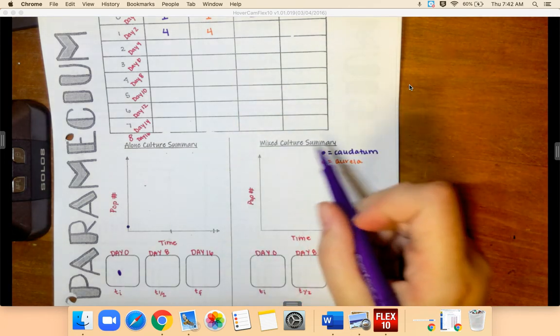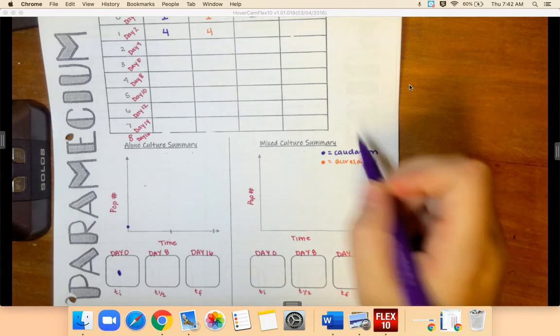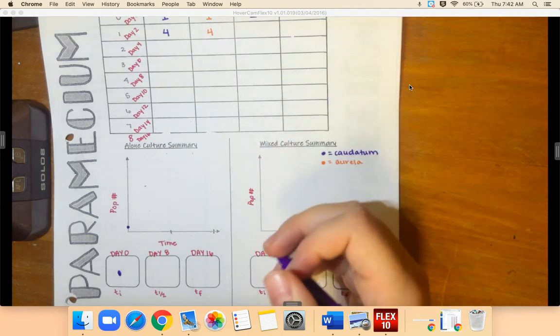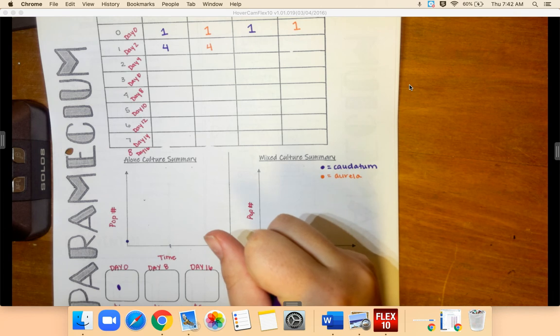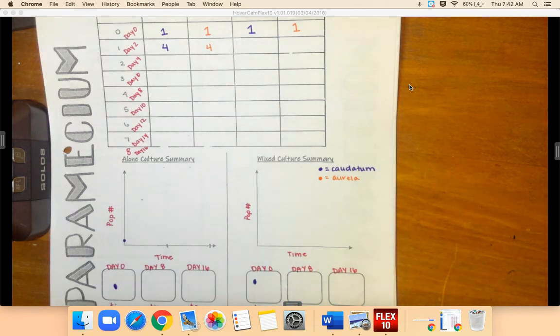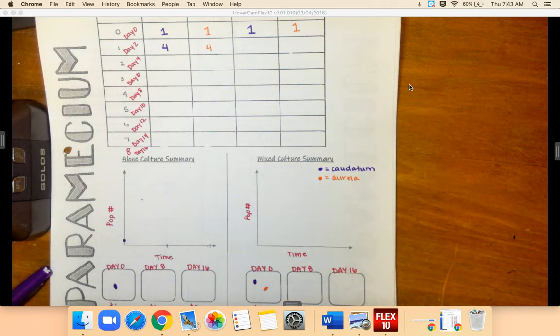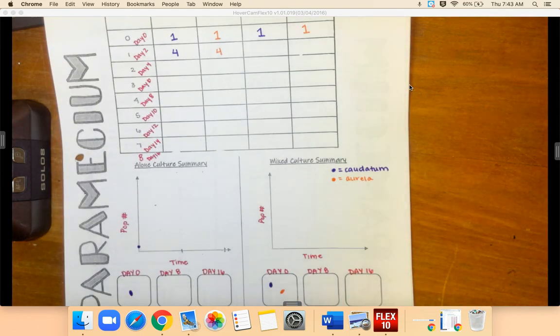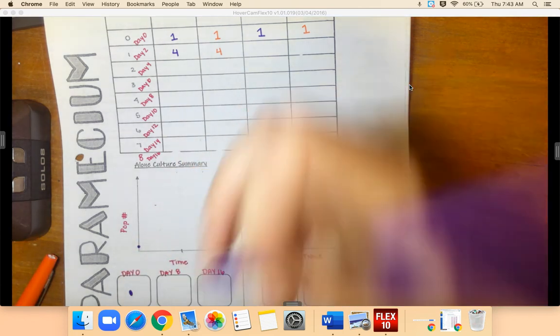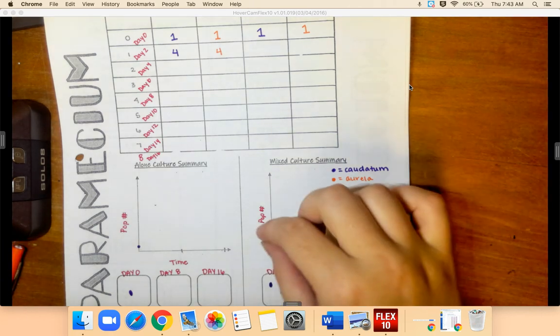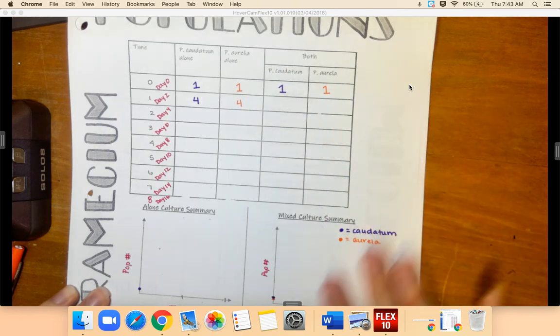At the mixed culture point, there was one of each of these at day 0. So I'm going to put 1 of my PC and 1 of my PA. And again, they'll both start, I guess, right at the same spot. So that might be a little bit tricky to draw, but you'll have 2 lines on this graph. So go ahead and pause the video and complete that.